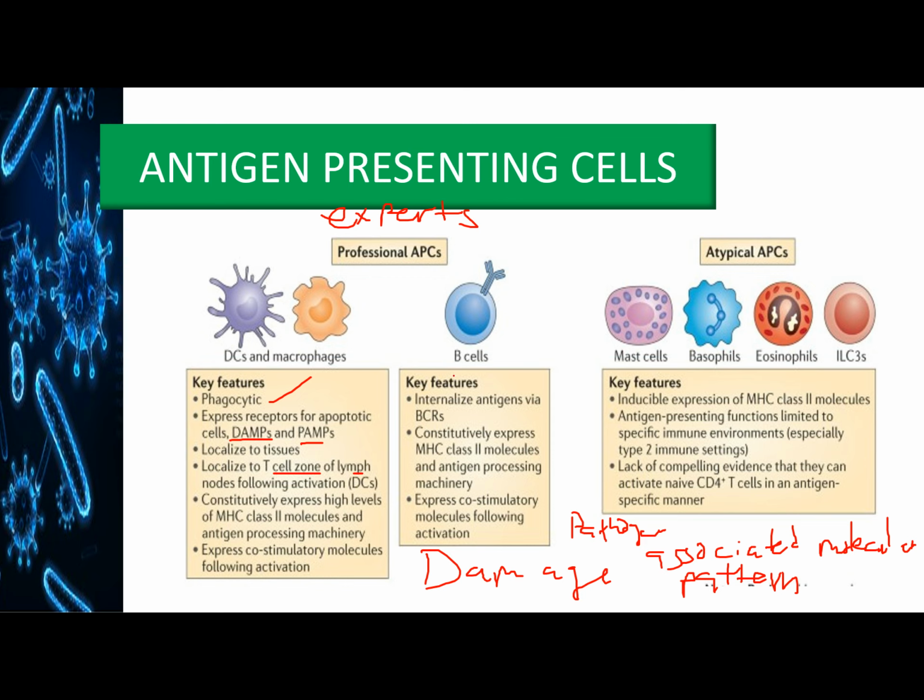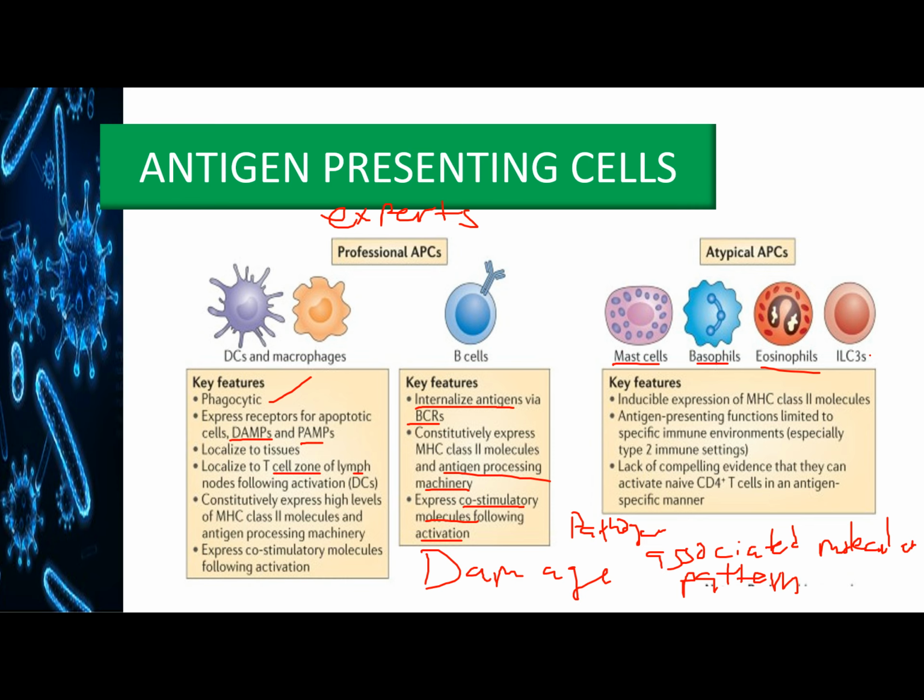Another professional APC is yung B cells. They internalize antigens via the B cell receptor, constitutively express MHC class 2 molecules and antigen processing machinery. Express co-stimulatory molecules following activation. Then we have your atypical APCs. They include mast cells, basophils, eosinophils, and ILC3s.